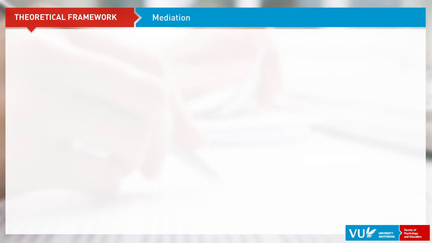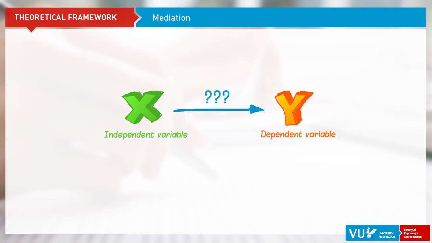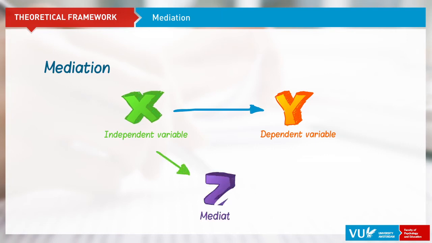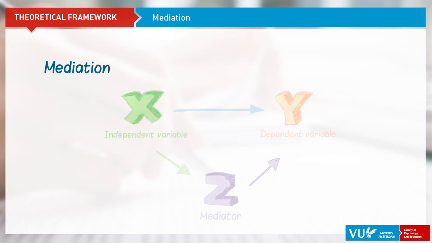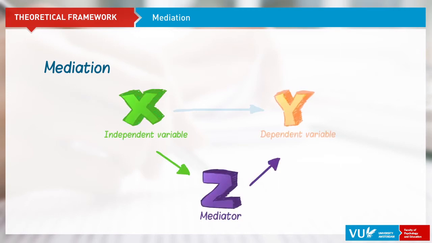The question with mediation is, why does the independent variable X influence the dependent variable Y? With mediation, there is an indirect effect of X via mediator Z on Y. X leads to Z, and Z leads to Y. The effect between X and Y disappears partly or fully in the presence of the mediator Z.